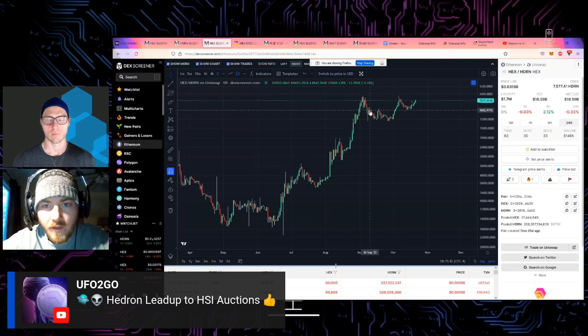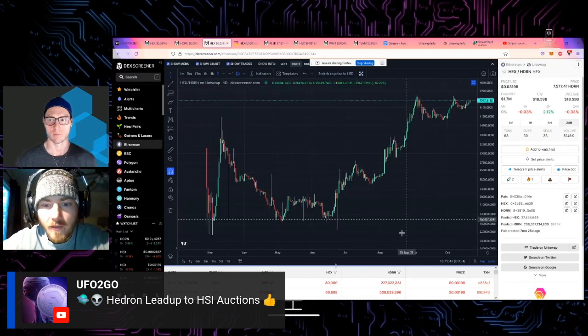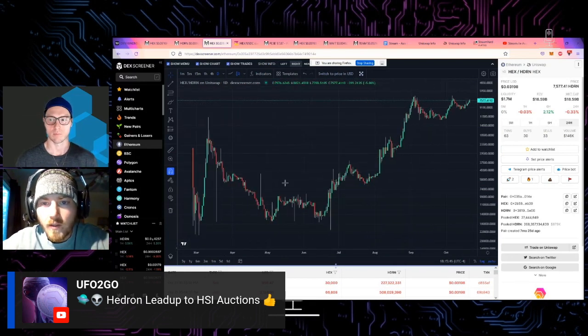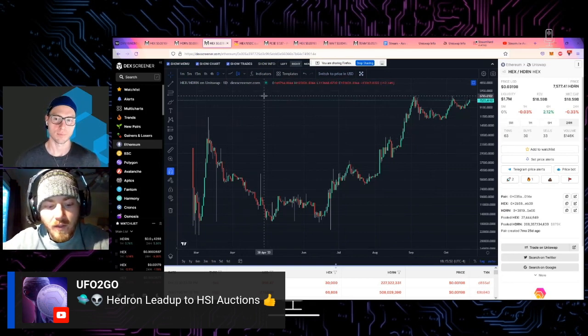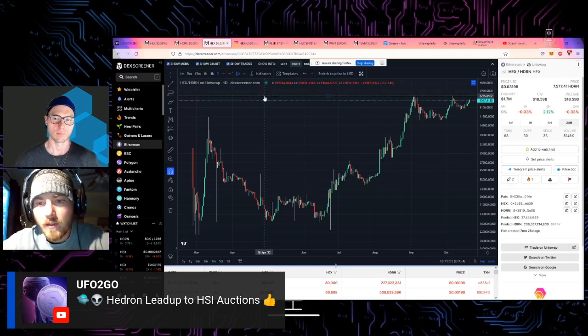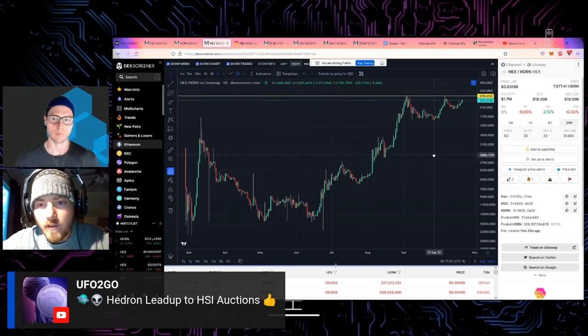Here's the Hedron chart against HEX. Same principle, but it's way above. This is the chart that I'm watching that's telling me if Hedron is making new all-time highs in a legitimate way. So this is where it's coming in from.